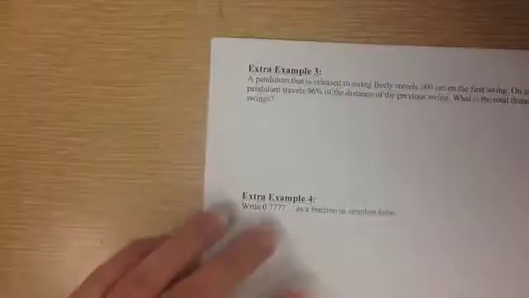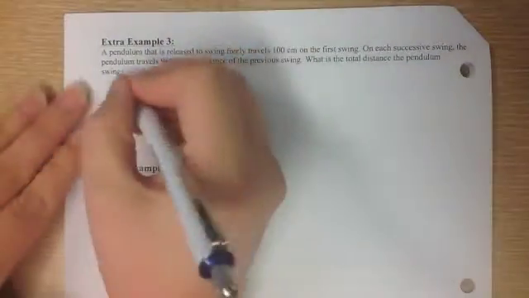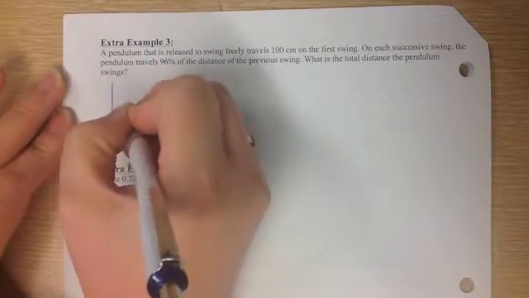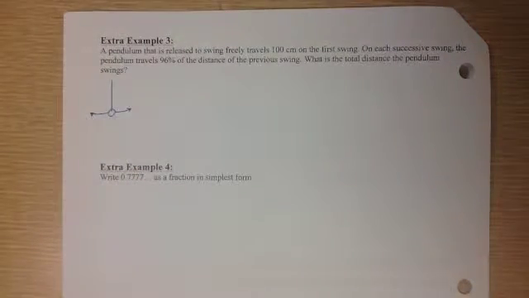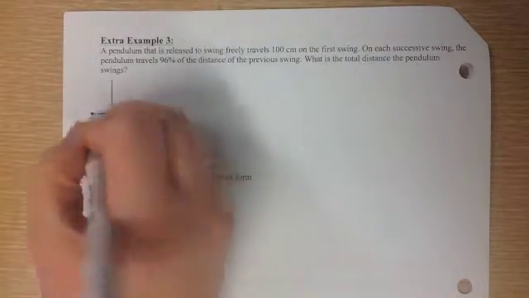Okay, example 3. A pendulum. A pendulum is something hanging and swinging, so we have something hanging here that's swinging back and forth. A pendulum is released to swing freely and travels 100 centimeters on the first swing. So first swing, 100 centimeters.